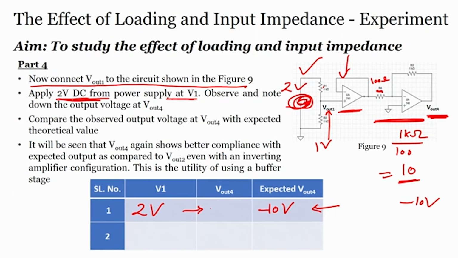This is the experiment that we have to do. Again, what he is saying is, compare the observed output voltage V out 4 with the expected theoretical value. This is the third thing that we will do. Finally, we will see what happens when we use the voltage follower. So, let us do it one by one.